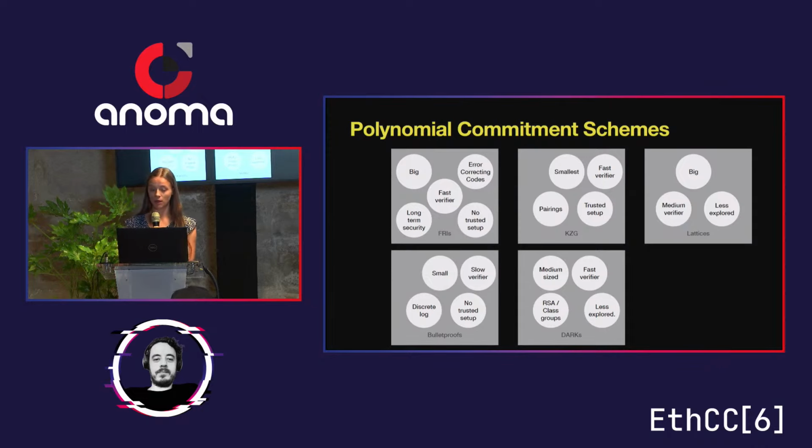Bulletproofs is another big one. These again have quite small commitments, but the verifier is quite slow, as in the decider, which can be an issue in some places.